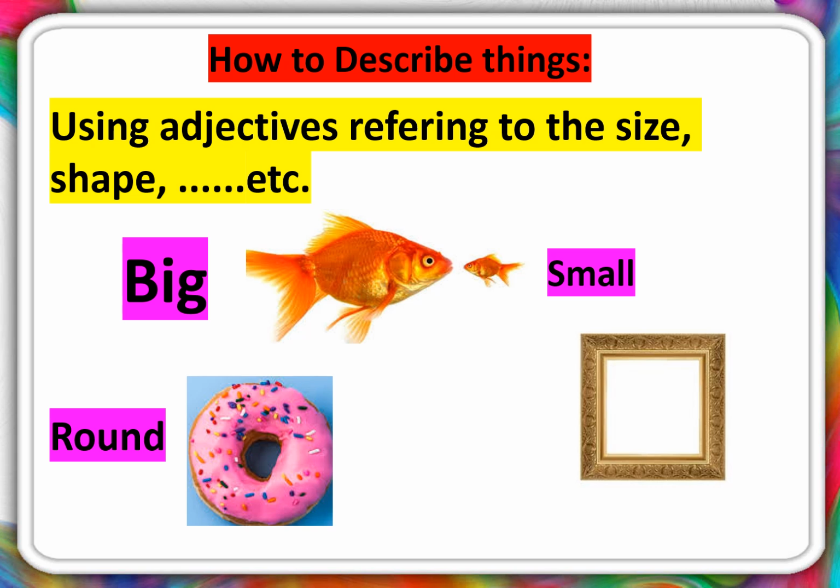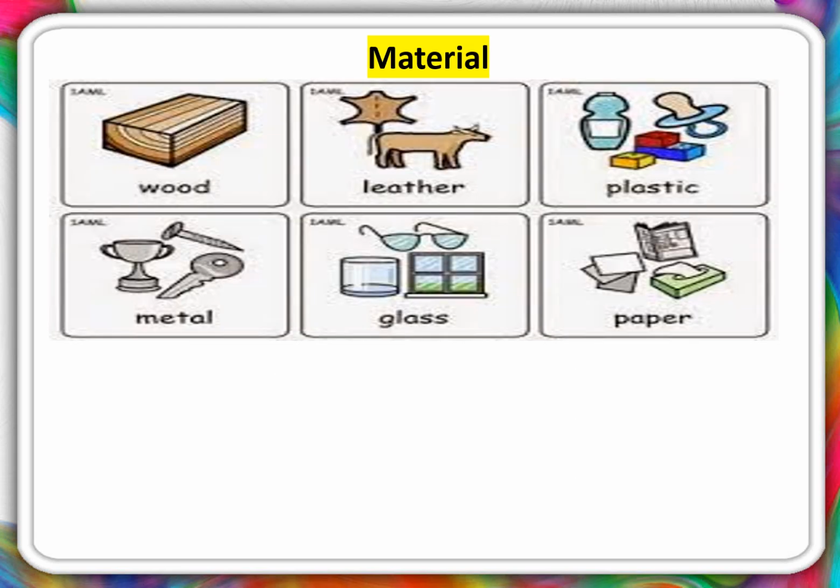Okay, now let's take this example. This is called a frame, right? We usually put photos inside. How can we describe it? What about the shape? Brilliant. It is square. Okay. Now what about the material from which things are usually made? We know that things are usually made from different kinds of materials like wood here, leather, plastic, metal, glass, paper, and many other different things, of course.